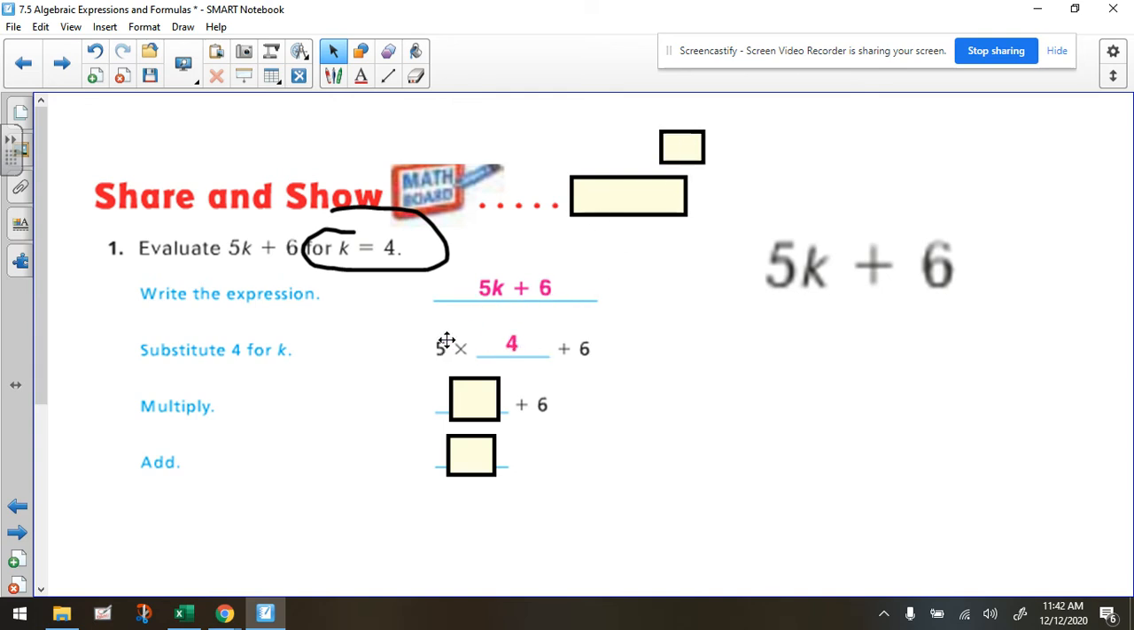We realize that we have to do this next, right? We have to multiply because order of operations says that we always do that. And I always like to kind of box that as I go. This times this would end up being 20. And then we finish that up. 20 plus 6 would be 26.